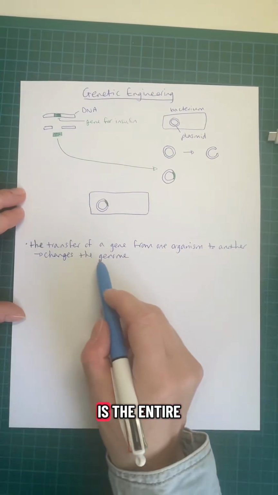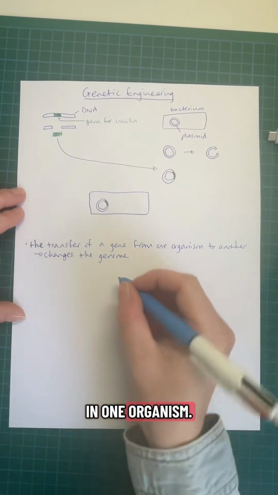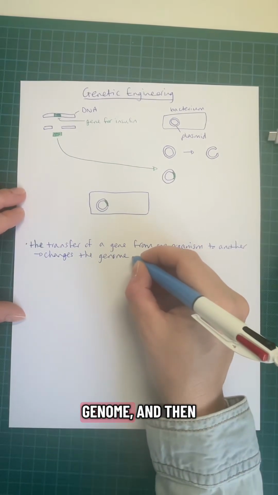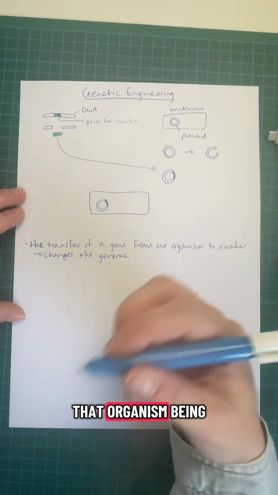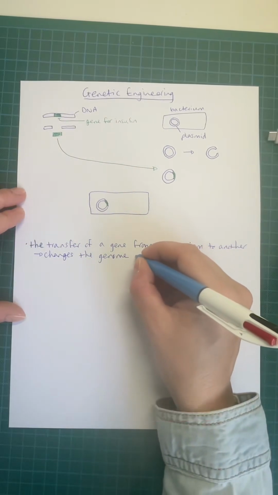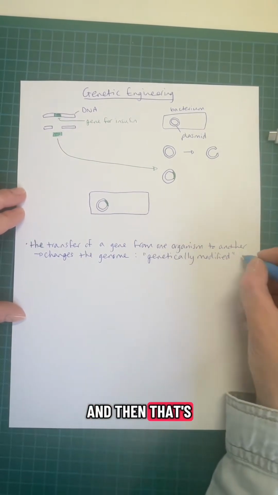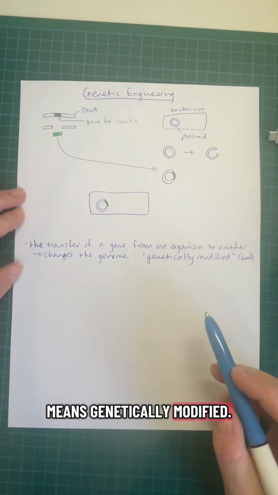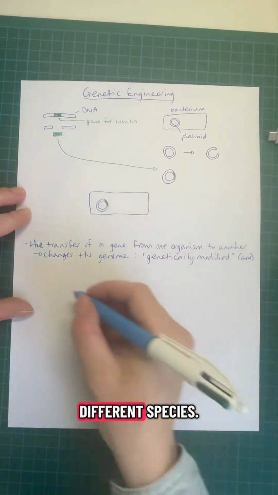So the genome is the entire set of genes in one organism. So we'll change that genome and then it will result in that organism being genetically modified. And then that's GM for short. So if you see GM, that means genetically modified. It could be the same or different species.